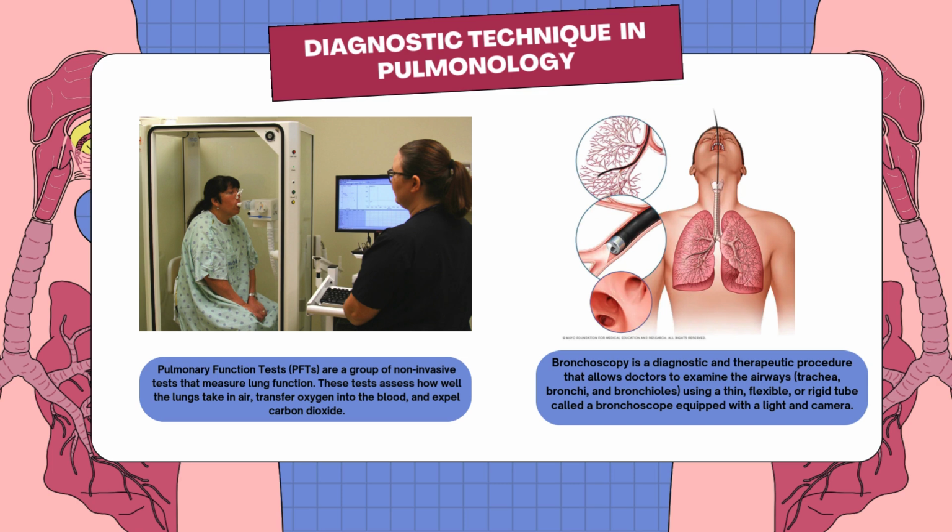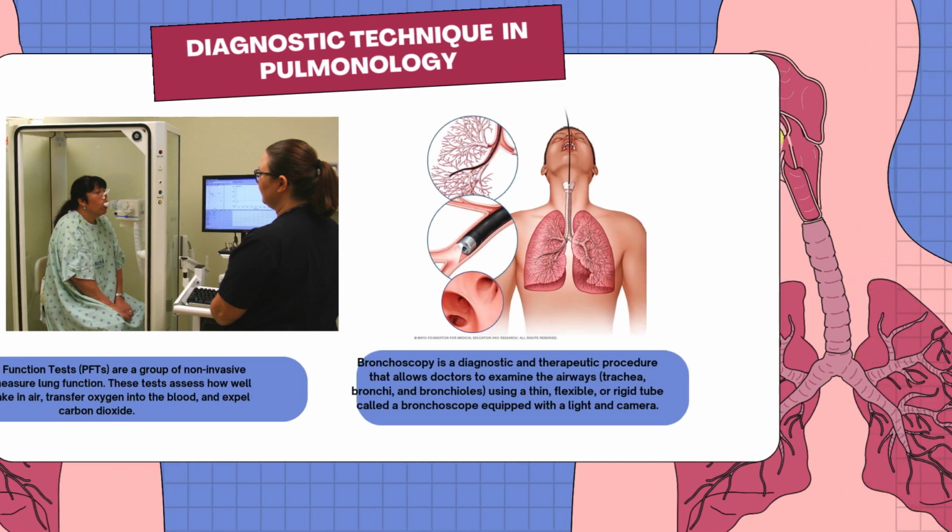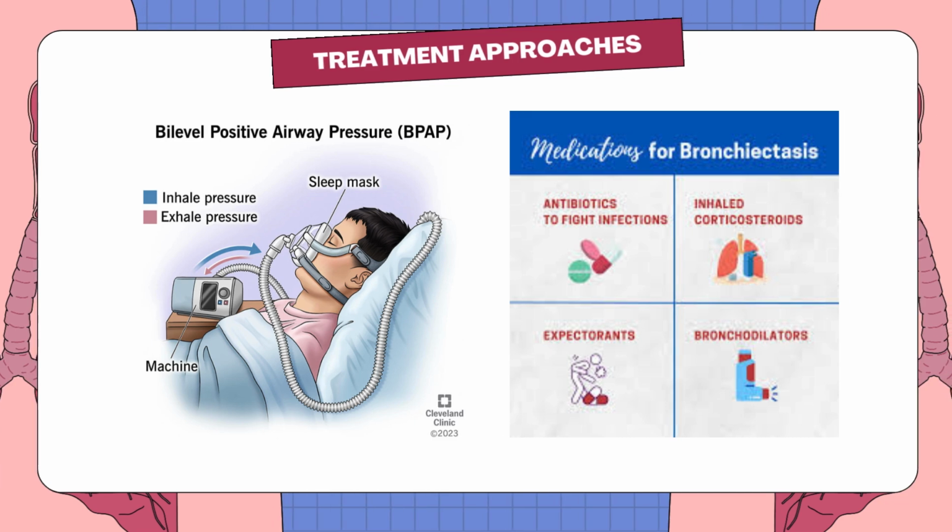The next one will be bronchoscopy. Bronchoscopy is a diagnostic and therapeutic procedure that allows doctors to examine the airways, trachea, bronchi, and also bronchioles using a thin, flexible or rigid tube called a bronchoscope equipped with light and also camera.